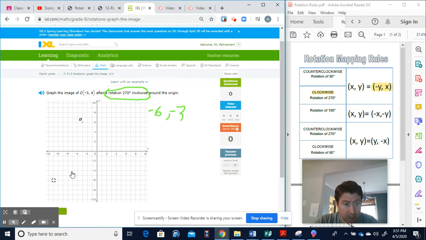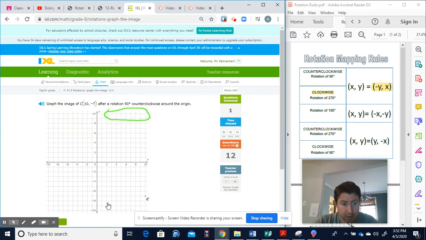So this is going to be negative 6 and then down 3. So when I rotate this 270 degrees clockwise, that means it goes into this quadrant, then this quadrant, and then this quadrant. Okay? All right. Let me erase this here. Now, I'll do another one of these, and then I'm going to go to the shapes in a minute.